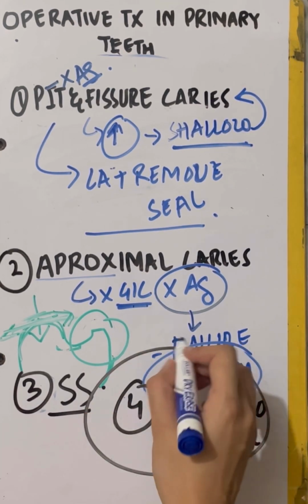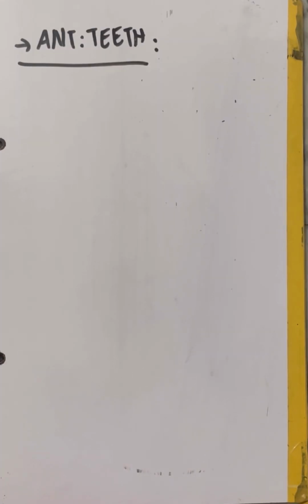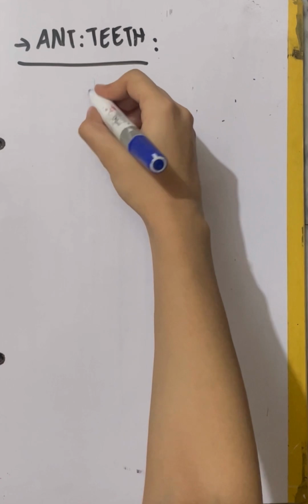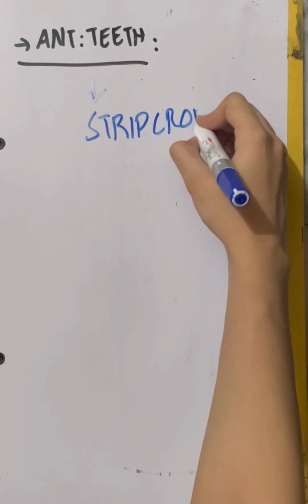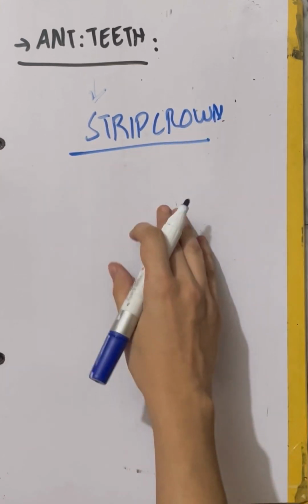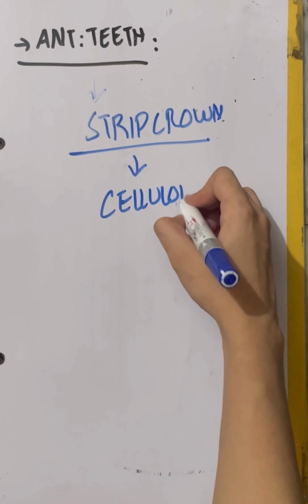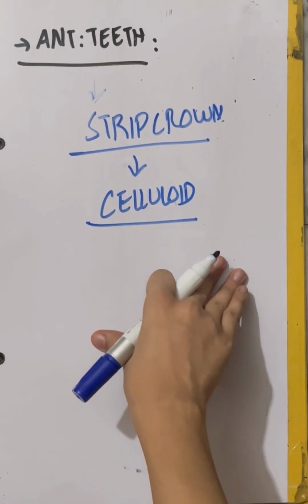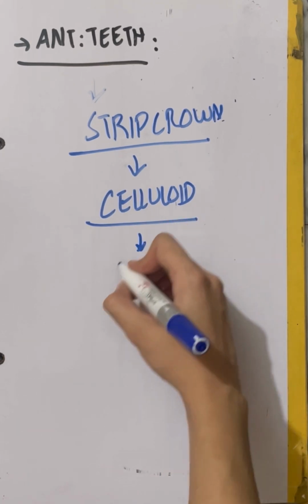What type of restoration will we be using for anterior teeth? The treatment option for anterior teeth is strip crown. They are made up of celluloid, and we use them along with composite.